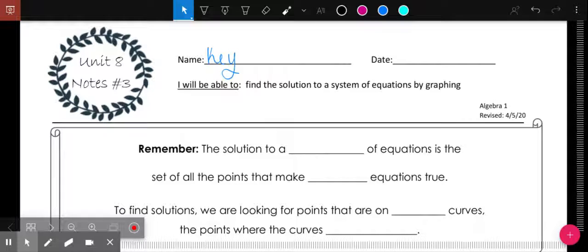All right, so today we're going to be looking at Unit 8, Notes number 3, and we're still looking at solving systems of equations, and we're still going to be focusing on graphing. Okay, so just a few reminders.